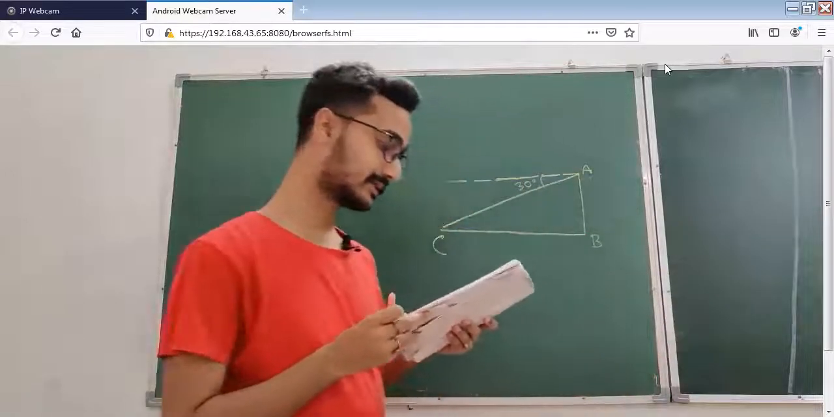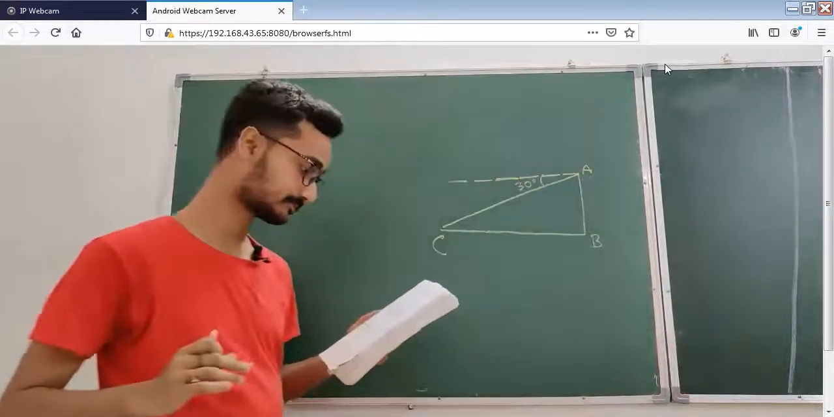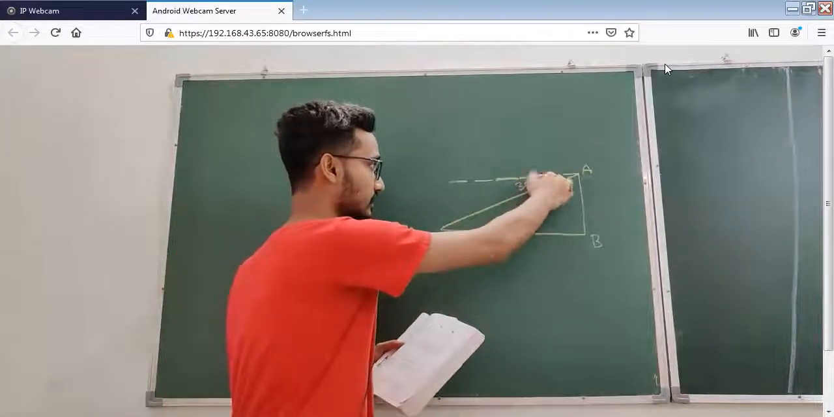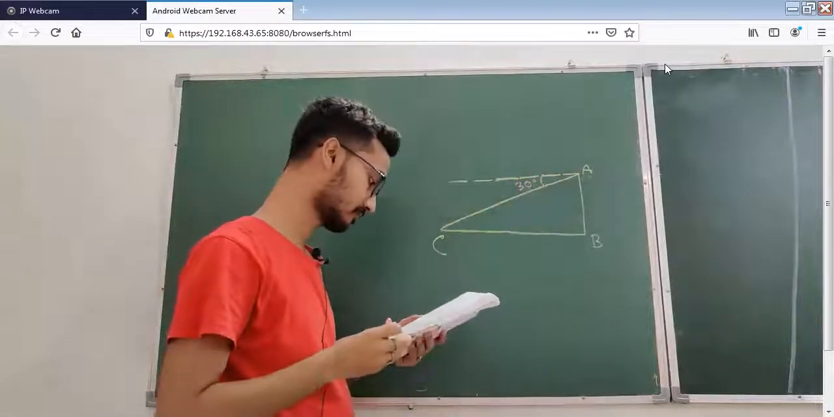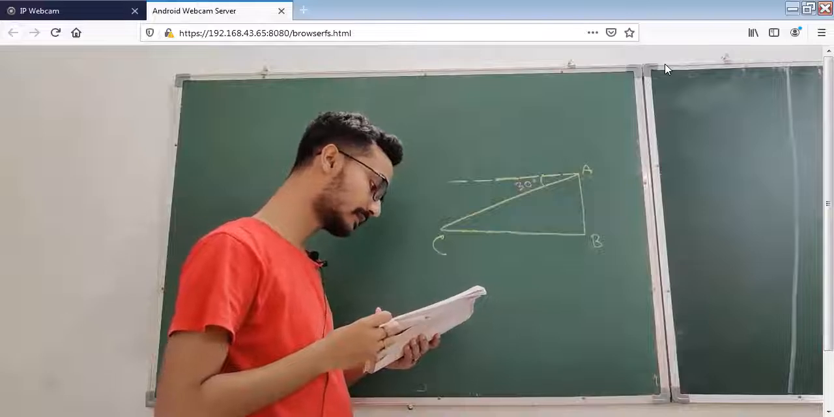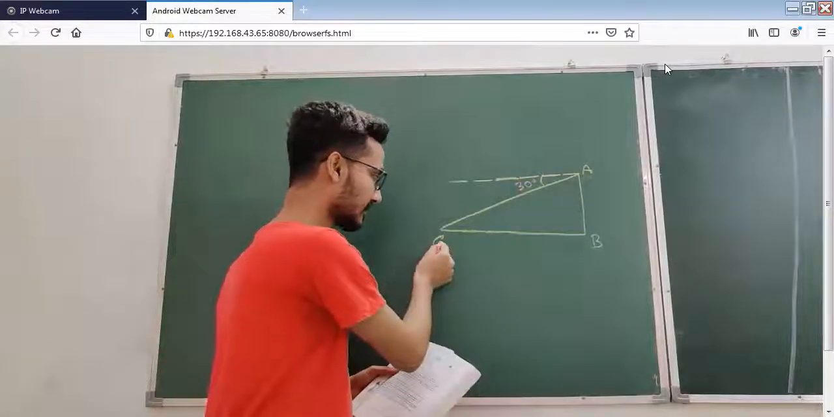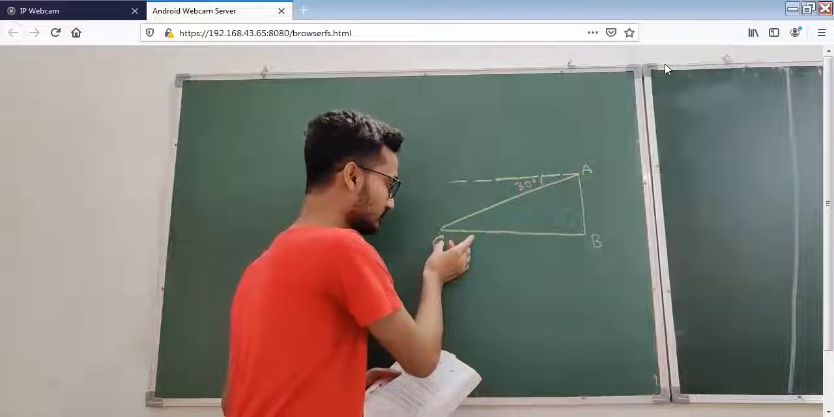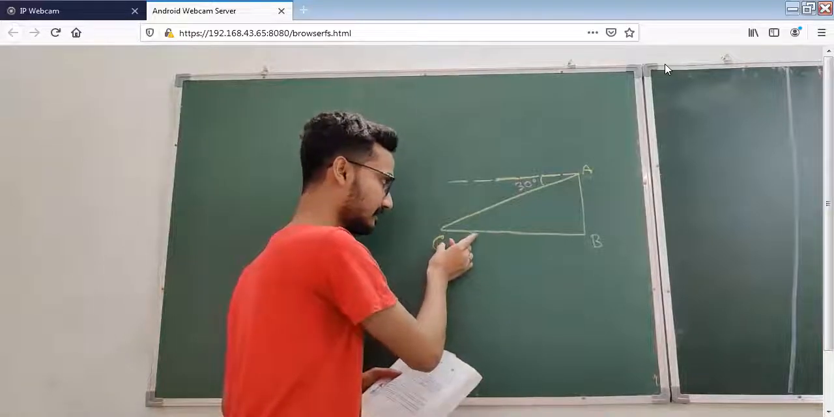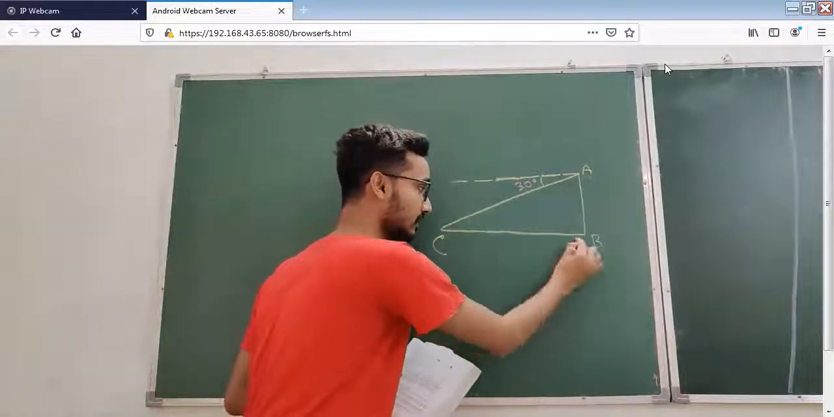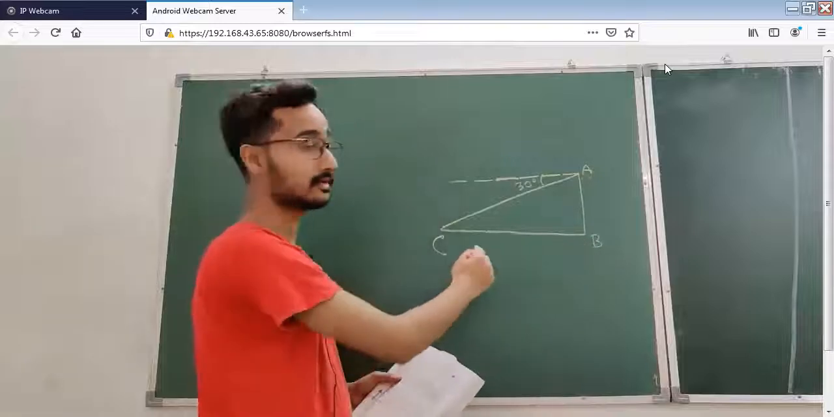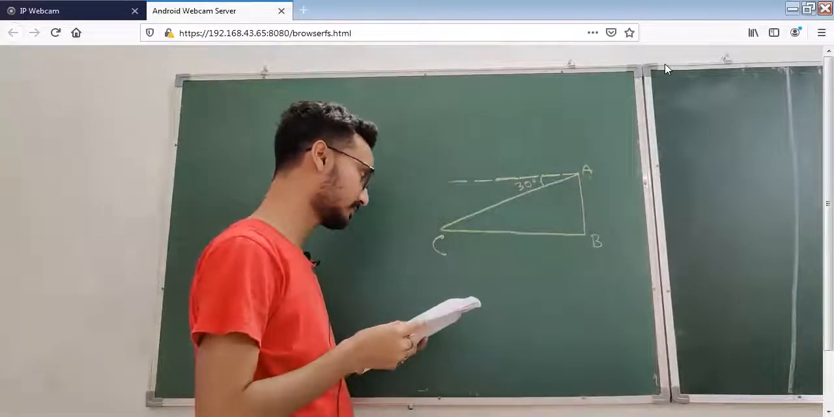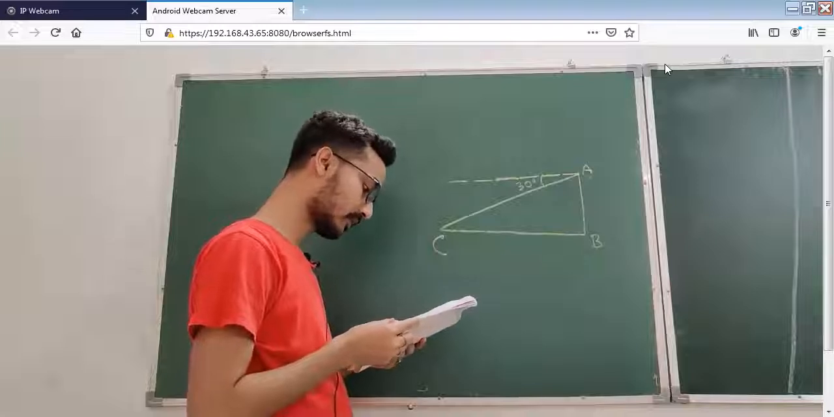Now see, the man standing at the top of the tower observes a car at an angle of depression of 30 degrees. The car is approaching the foot of the tower, which means this is the previous position of the car. The car is approaching towards the foot of the tower, that is, point B, with a uniform speed.